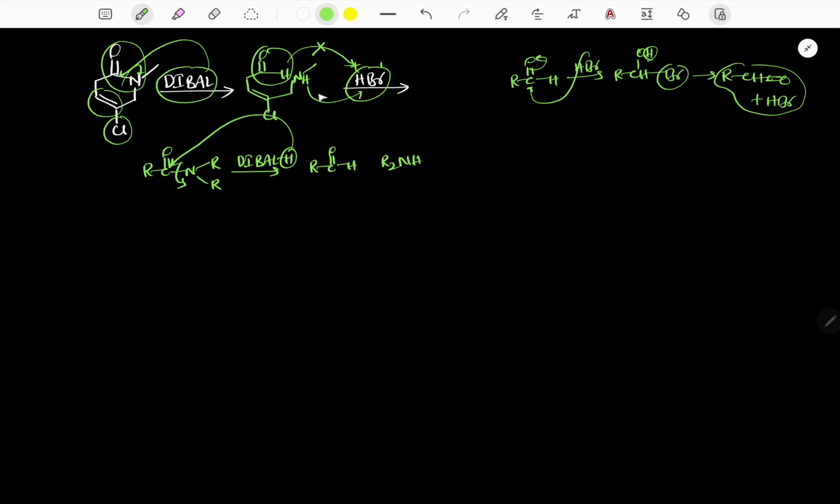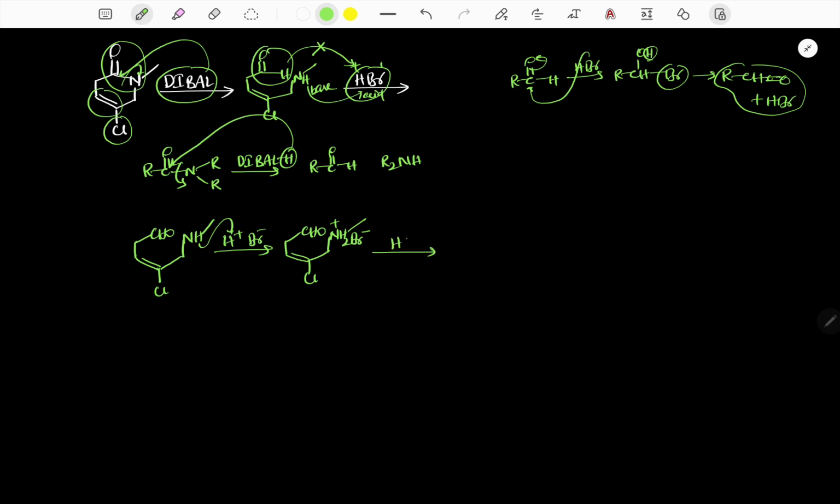Aldehyde with amine, just an acid-base reaction, because one is a base and the other is an acid. Therefore the corresponding product is: when the NH group reacts with HBr, H plus and Br minus, the NH group takes the proton from HBr and the corresponding salt will form. It is a salt.